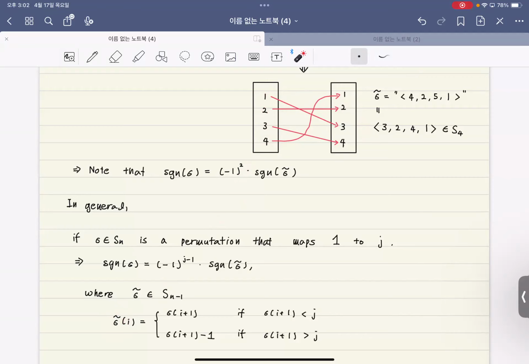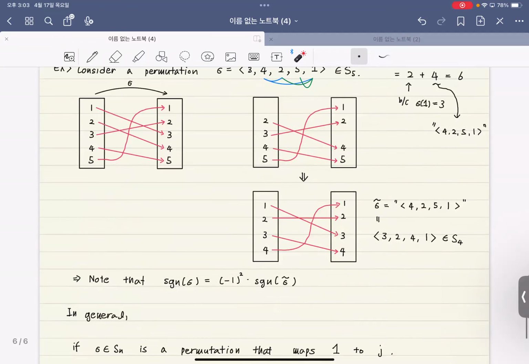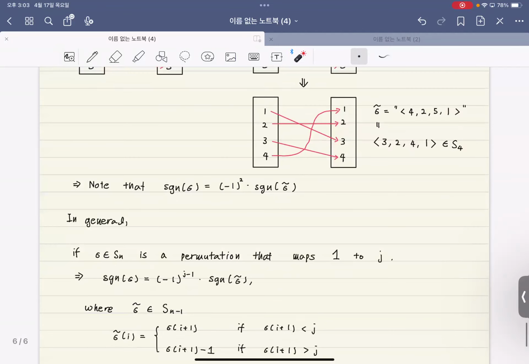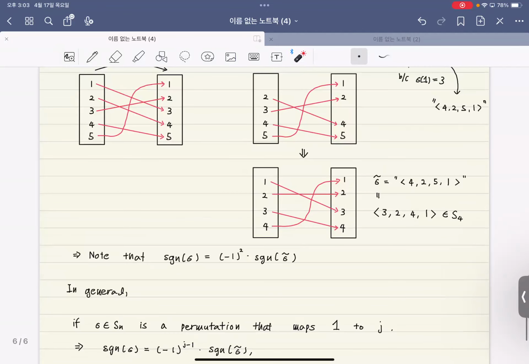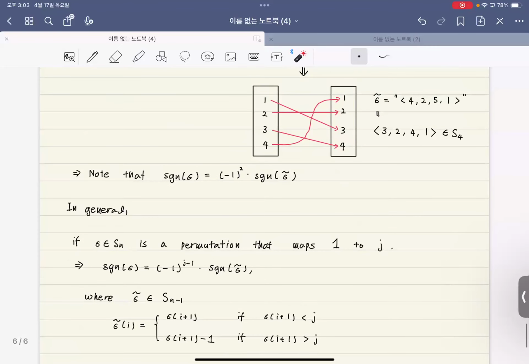So sigma tilde of i is sigma(i+1) if sigma(i+1) is less than j. Okay, good. Great.